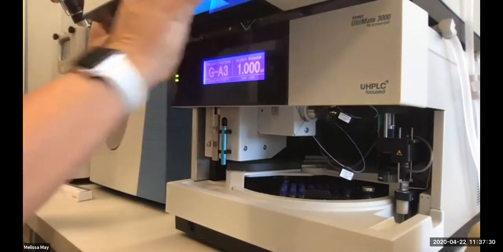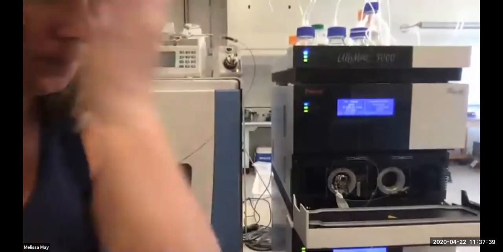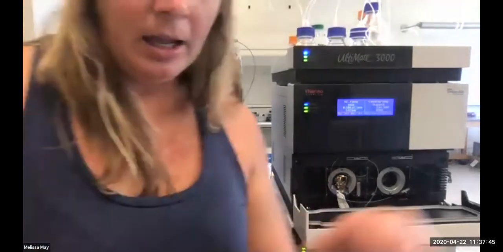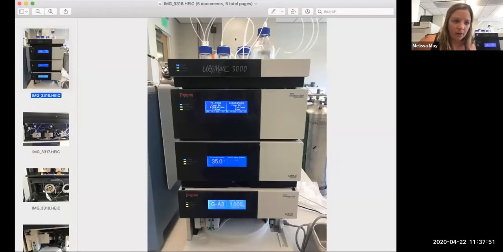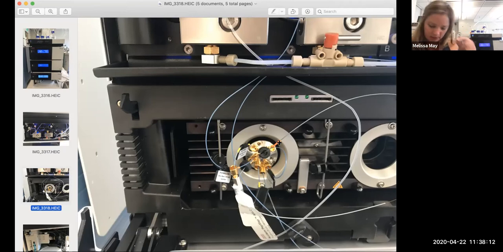The next oven is probably the most important, well, second most important, but likely the most confusing. And so what we have here is what's known as a 10-port valve. And I took a picture of this, which might make it a little bit easier to look at. So this is our 10 port valve. And so what that means is you have this little setup where you can have these Viper fittings, which look like this, that screw into the port.